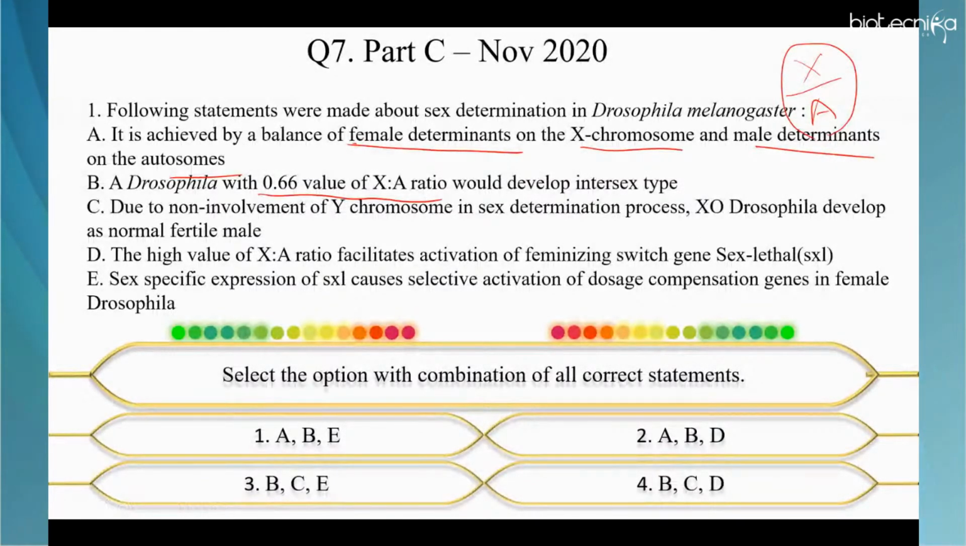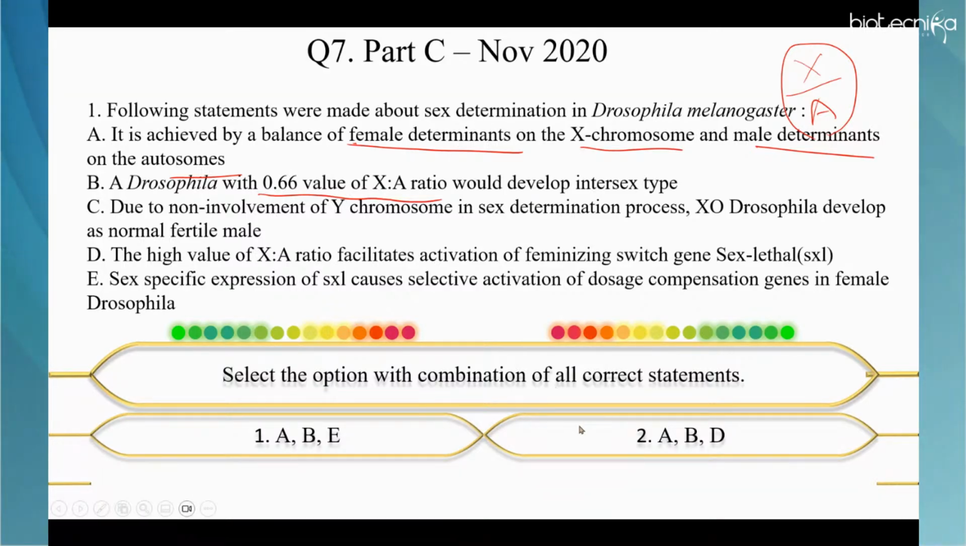So 0.66, that means you should know the X by A ratio. What will be the ratios by which male and female specification will happen? And if you have 0.66, then what will happen? Due to the non-involvement of Y chromosome in the sex determination process, we don't have a Y chromosome in Drosophila. So, in case you have an XO Drosophila, then it develops as a normal fertile male. Is that statement correct? Will those XO develop into male? And if they develop into male, will they be normal, sterile, or fertile?